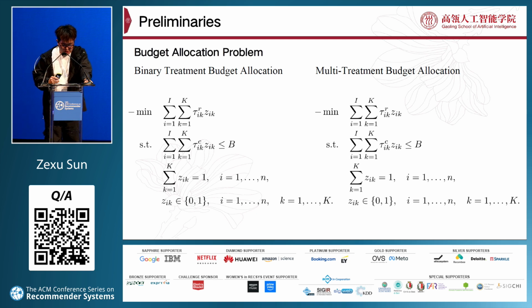And then in the second stage, it's a budget allocation problem. The binary treatment budget allocation problem is to assign the binary treatment to part of the individuals to maximize the overall revenue on the platform, but requires the incremental cost not to exceed a limited budget. Let the decision variable be z belonging to 0 and 1. Therefore, this problem can be formulated as an integer programming problem. On the left is the binary treatment budget allocation, which can be seen as a knapsack problem. And on the right is the multi-treatment budget allocation, which is formulated as the multi-choice knapsack problem.